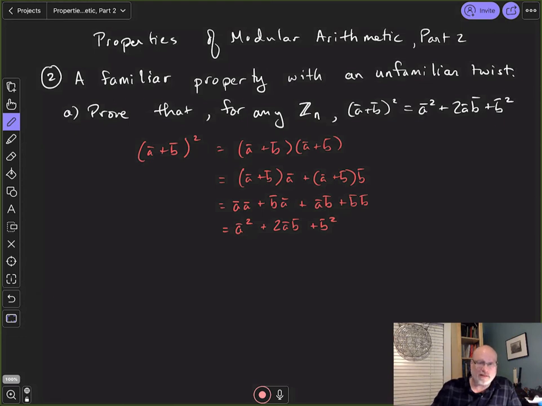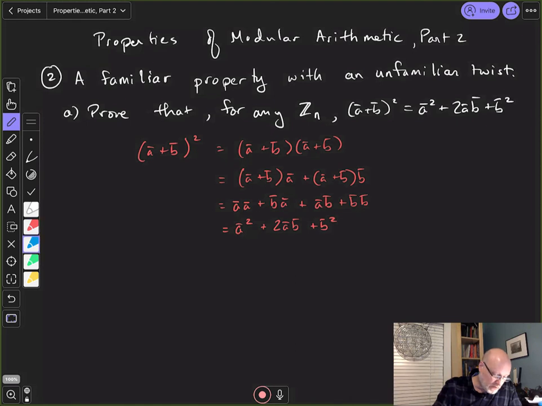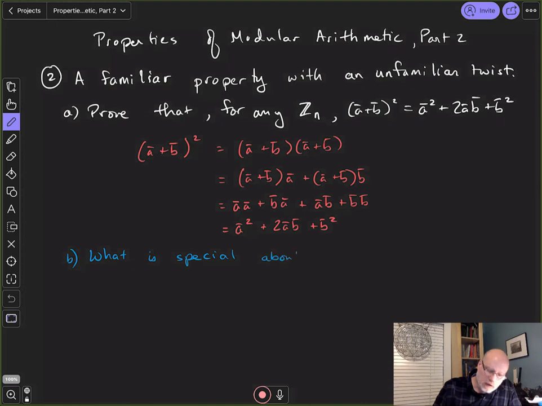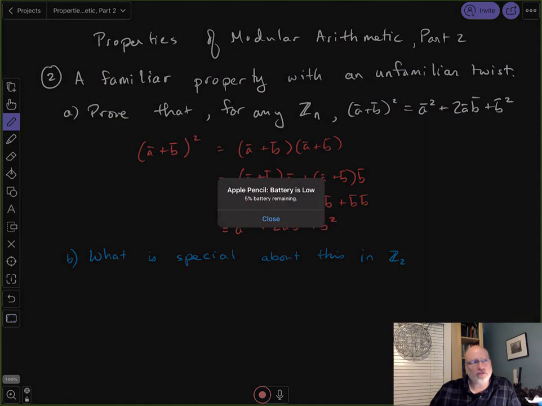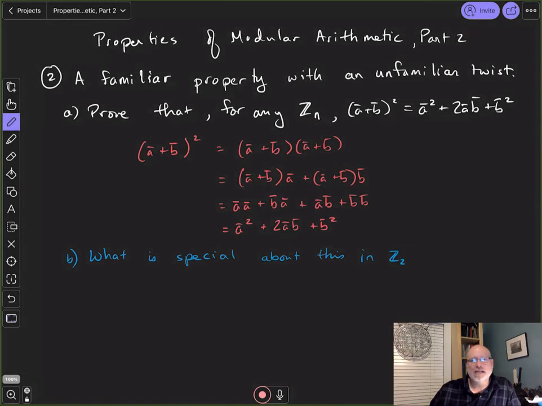So that's the first thing to look at, that some of our properties are going to stay the same. But here's an interesting little twist that I want you to think about. What is special about this in z sub 2? Why don't you take a minute and pause the video for a second and think about that, and then come back.